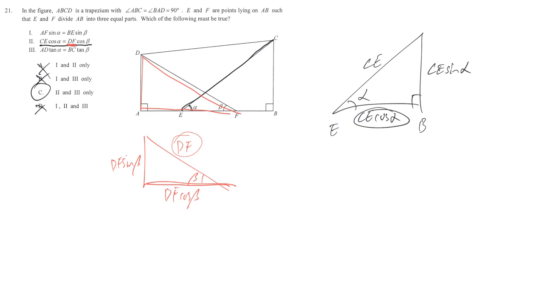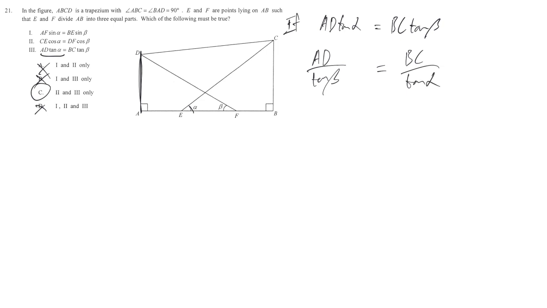So go back to this question. This is AF. So we know DF cosine beta is equal to AF, and at the same time, like what we mentioned, AF and BE are the same, equal to BE. That means equal to CE cosine alpha. So the second statement is correct. Then how about the last statement? It is about AD tangent alpha.